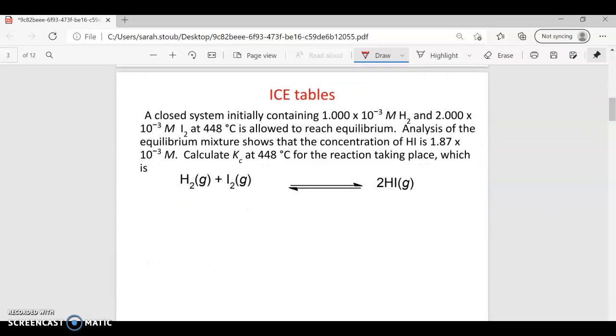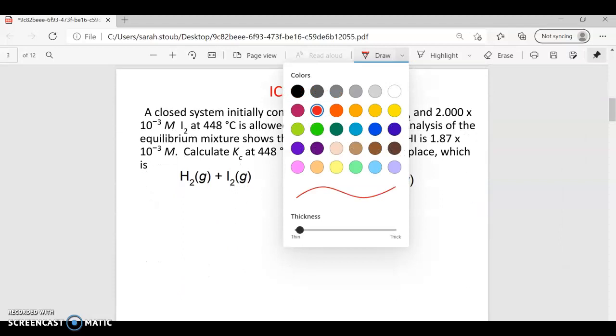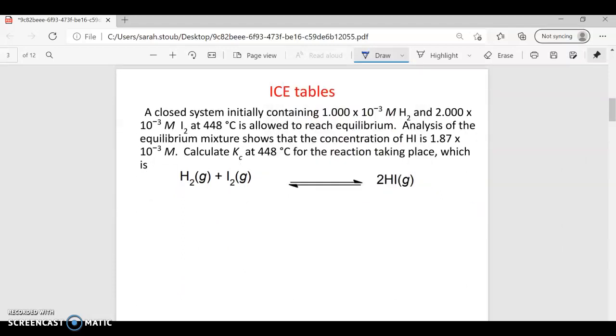Alright, try number 2. This one gets a little bit different. A closed system initially. When I hear the word initially, I know that it's going to be a little bit trickier, this math. It tells me at first I've got this stuff at 448 degrees Celsius. And it's allowed to reach equilibrium. And then it comes to equilibrium. There are 2 steps to this problem, if I read carefully. Initially, and then at equilibrium. Analysis of the equilibrium tells me that I have an HI of this much. So I have to calculate the Kc at this temperature.